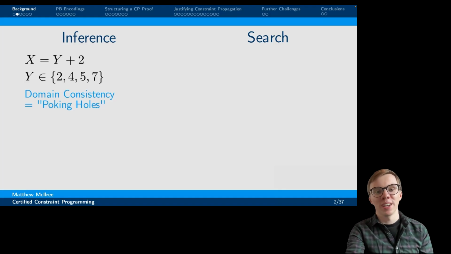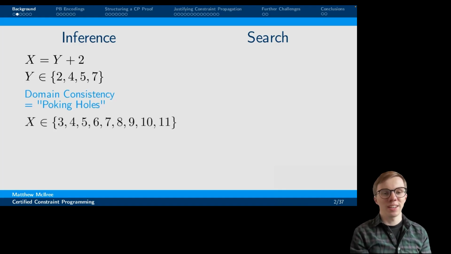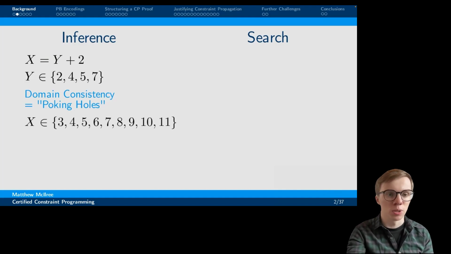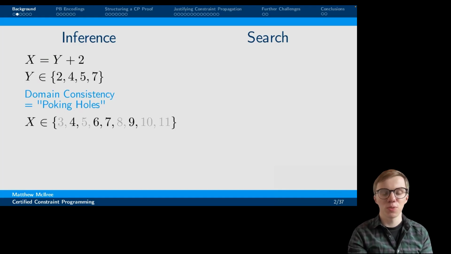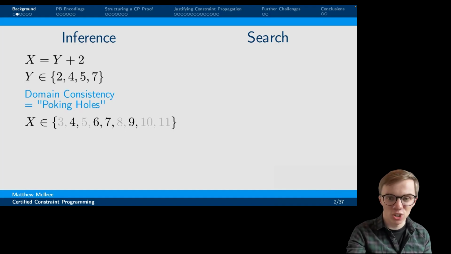For example, if x equals y plus 2 and y has this domain, then if x had all of these values initially in its domain, we can poke all of the holes where x is 2 less than a value of y. That would be all of these values. So this would be enforcing domain consistency based on this admittedly not very exciting constraint.